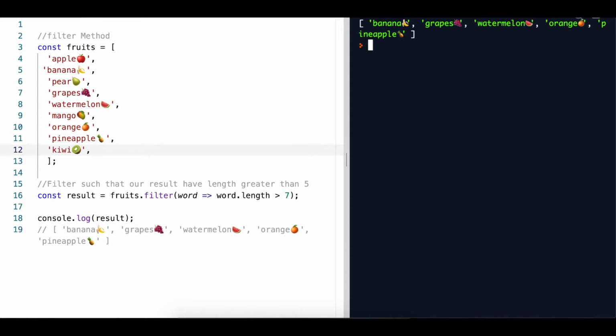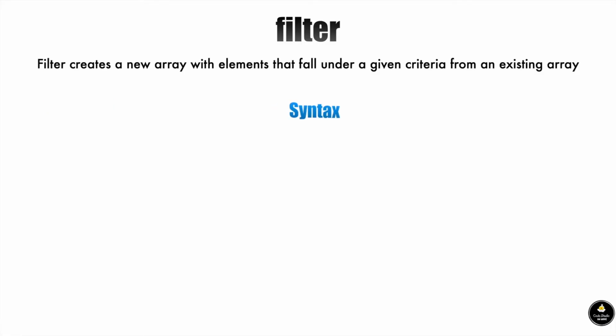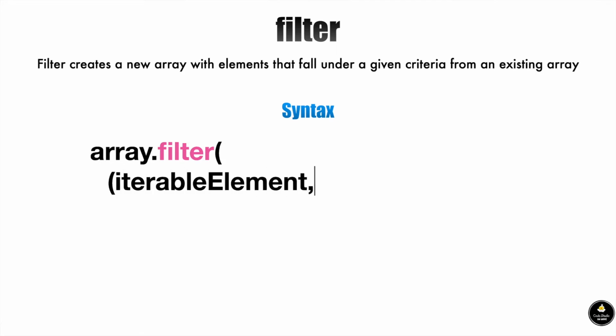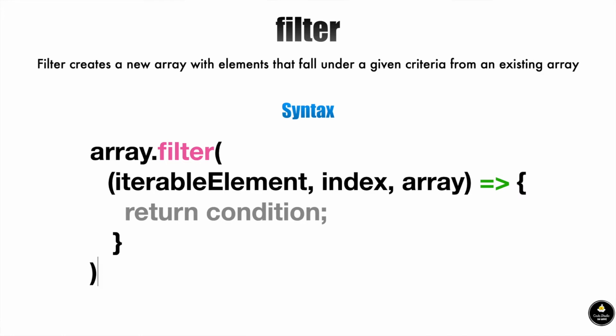The syntax is also similar, having the filter function bound to the array and a callback function called with the iterator element, the element that is currently being processed in the filter process, the index of the current iterable element, and the array object. In filter we are returning a condition inside the callback function.